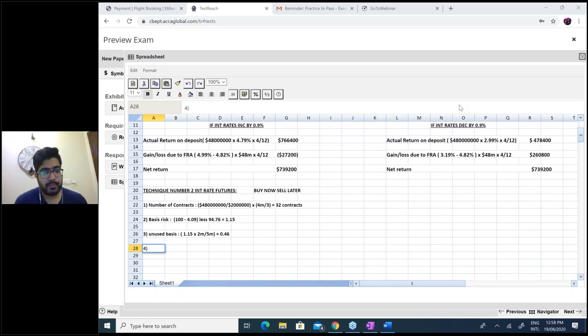So it's basis risk 1.15 into extra months over total months. How do we get extra months? Today's date is 1st November. We plan to borrow a deposit on 1st Feb, so we needed a future of 1st Feb, but we took it for 30th March, always 30th. So it's 2 extra months, 1st Feb to 30th March.